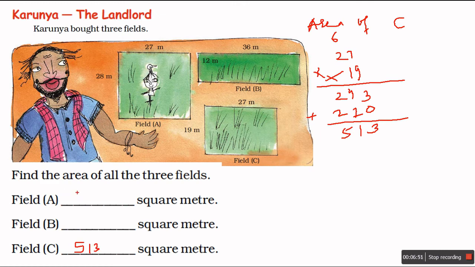Here, 756 square meter, and in this, 432 square meter. So which is the largest field? Field A is the largest field. Field B is the smallest field. Next.